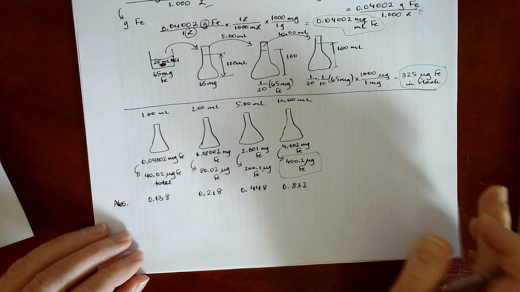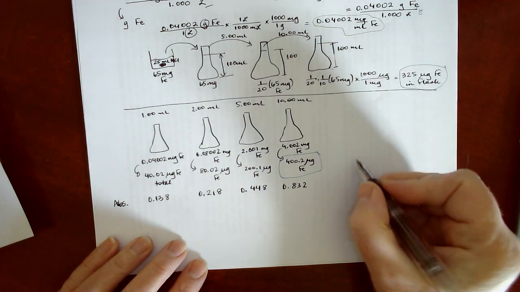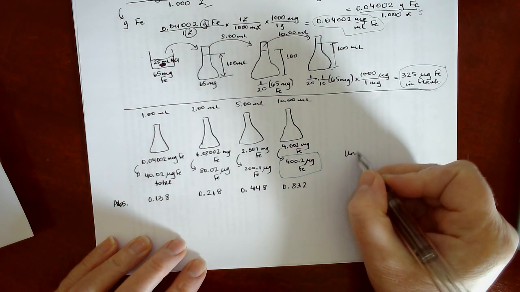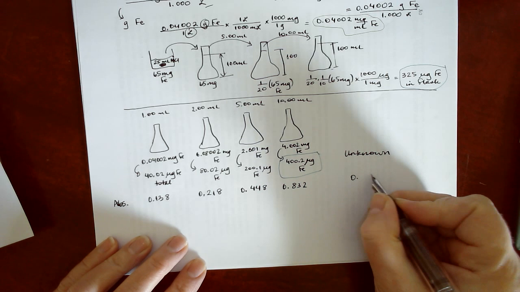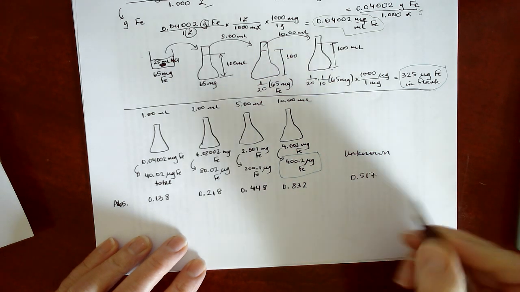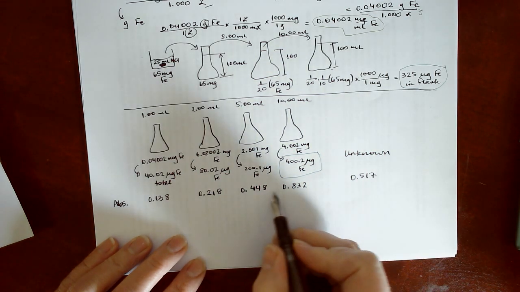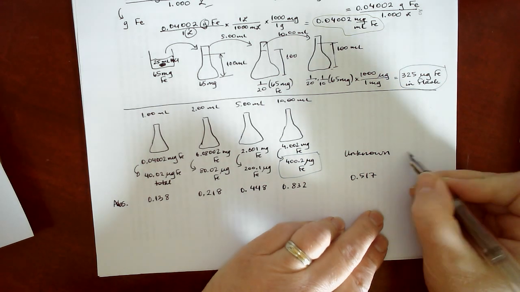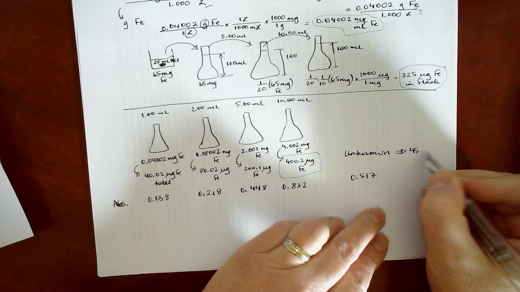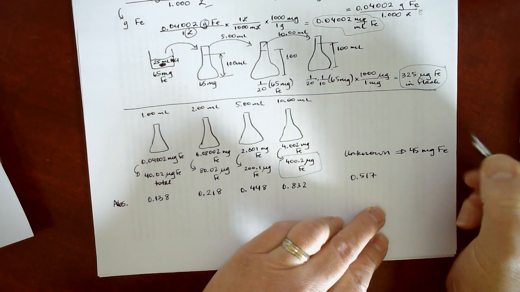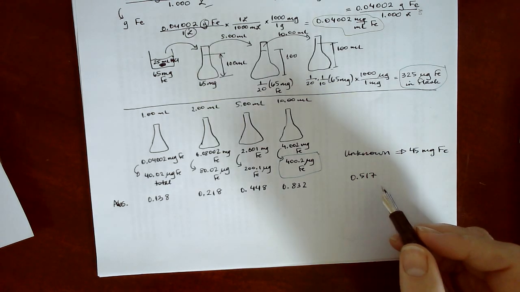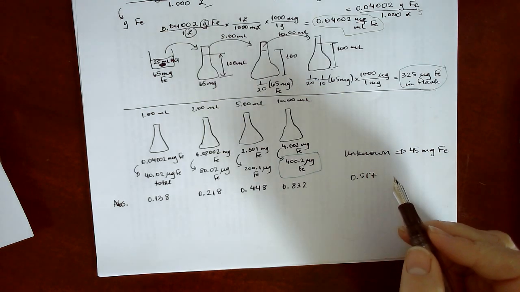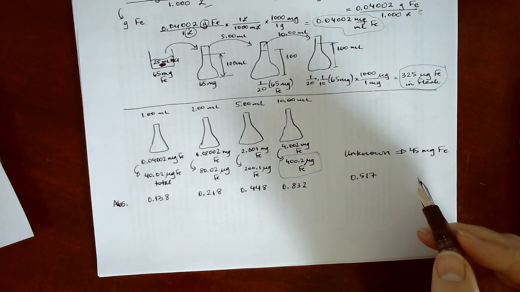And then for her unknown, she got 0.517, okay? And so as expected, hers are in between, and actually her unknown was supposed to have 45 milligrams of iron per tablet, not 65 like yours, so you should expect that your unknown probably will have a higher absorbance than this. So just kind of keep that in mind.